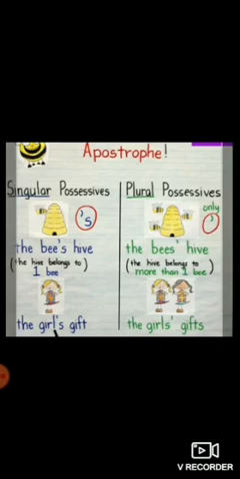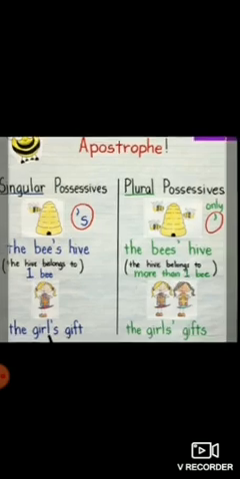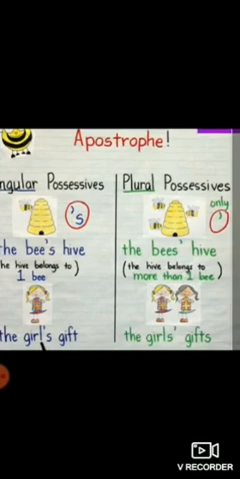The girl's gift. The gift belongs to one girl. So here we used apostrophe and s with the singular noun girl. So in the case of singular possessives, we have to use apostrophe and s after the singular noun. And in the case of plural possessives, we have to use only apostrophe after the word. In the case of plural possessives, if the noun ends with s, we have to use apostrophe after s.